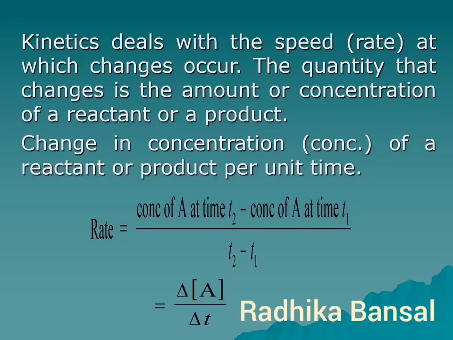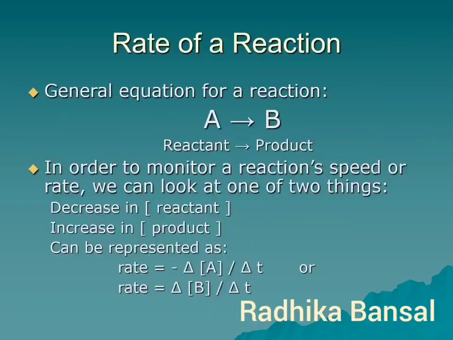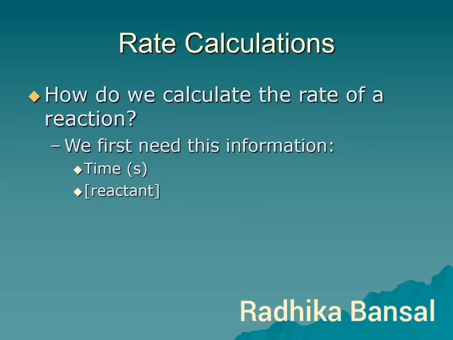Here is the formula: delta of A divided by delta of T, since we have taken a general equation of A and B. Here A is the reactant, B is the product. So the mathematical expression became negative delta of A divided by delta of T. Here the negative sign indicates that there is a decrease in concentration of reactant, while products go on increasing.